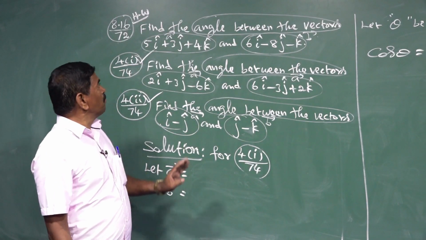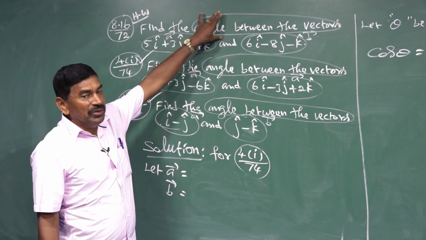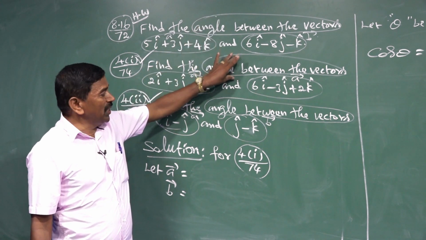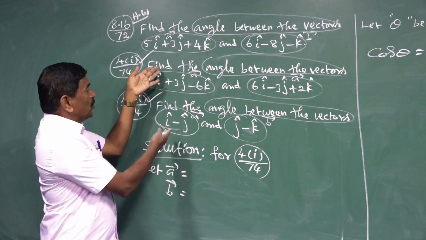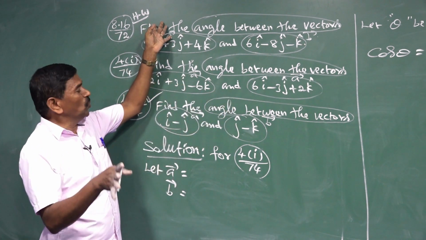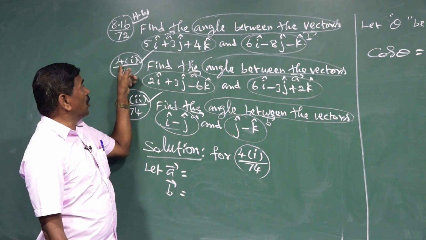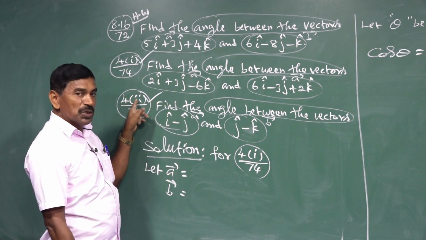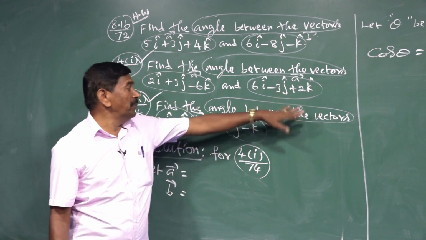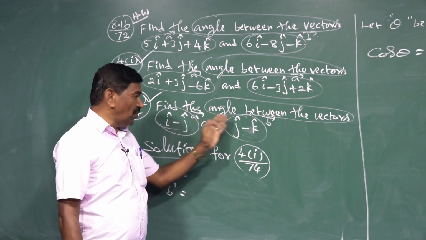Okay, children listen. Find the angle between the two vectors. There are 3 questions. The last I did myself, the first one is homework for you. And the fourth topic, first subdivision is completed. Now come to the second subdivision. Fourth topic, second subdivision. Find the angle between the vectors A vector and B vector.